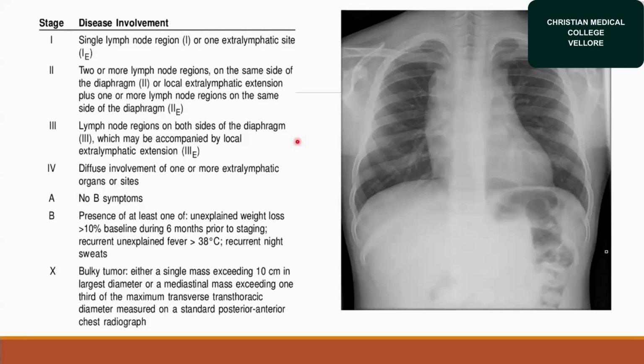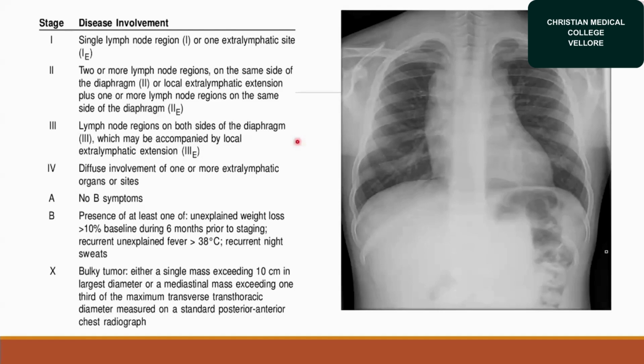If there is recurrent unexplained fever of more than 38 degrees Celsius, that is considered as febrile and a B symptom. Rather than some of them tending to say feels warm, but there is no documented temperature. And if they have recurrent night sweats, that's taken as a B symptom.